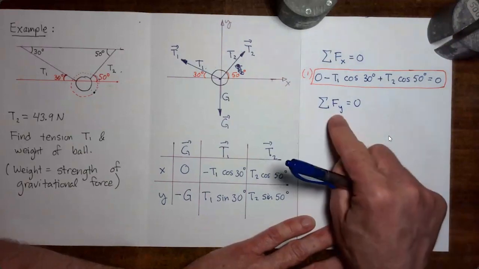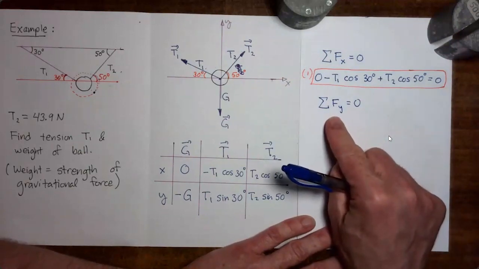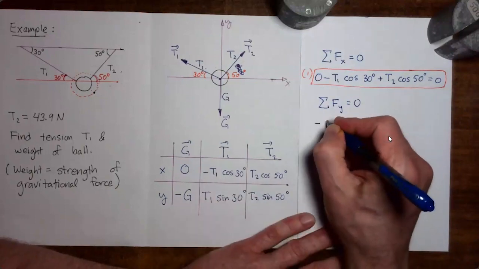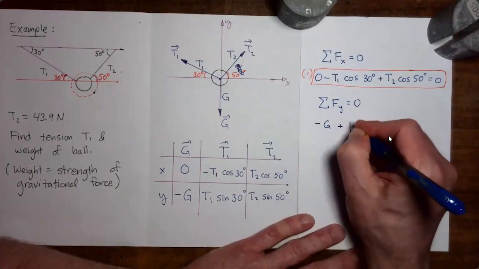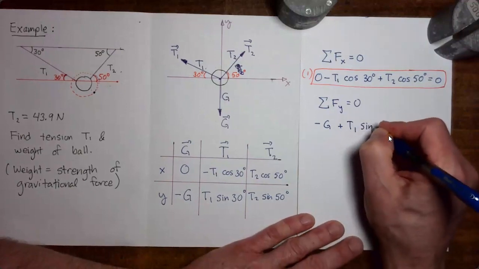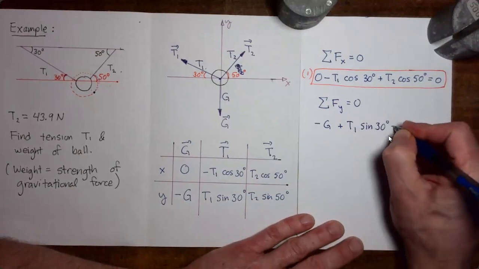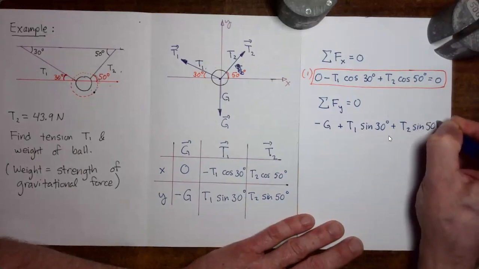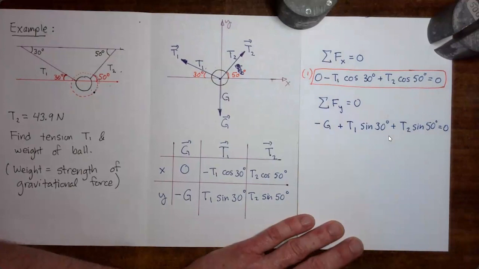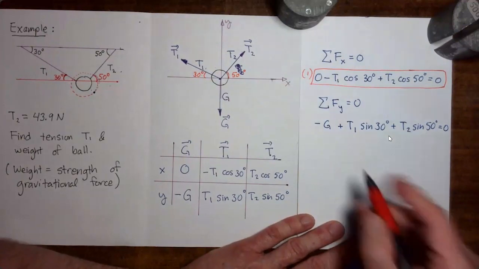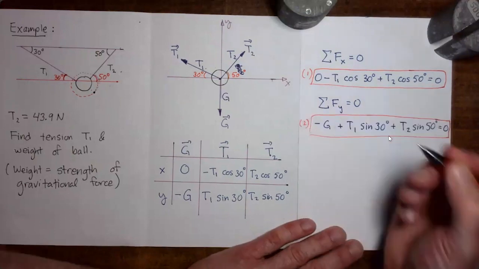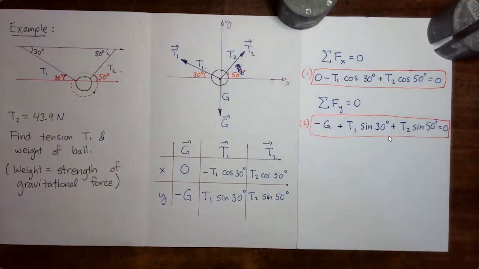Okay, now here we sum the Y components of the forces to 0. So reading along the bottom row, we have minus G plus T1 sine 30 plus T2 sine 50 equals 0. Let's call this equation 2.